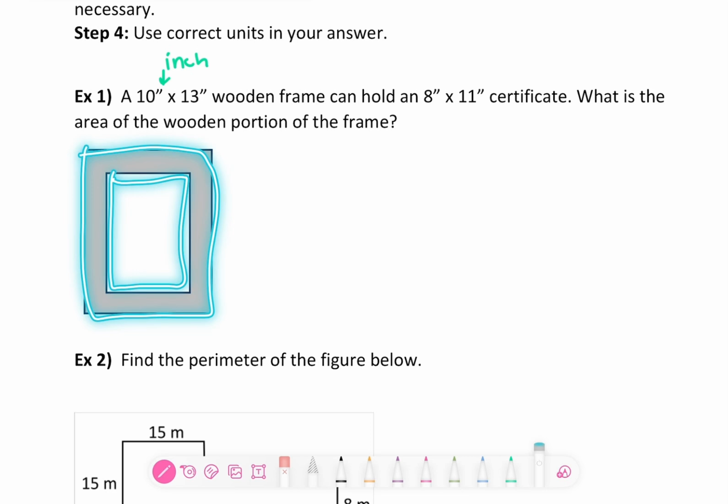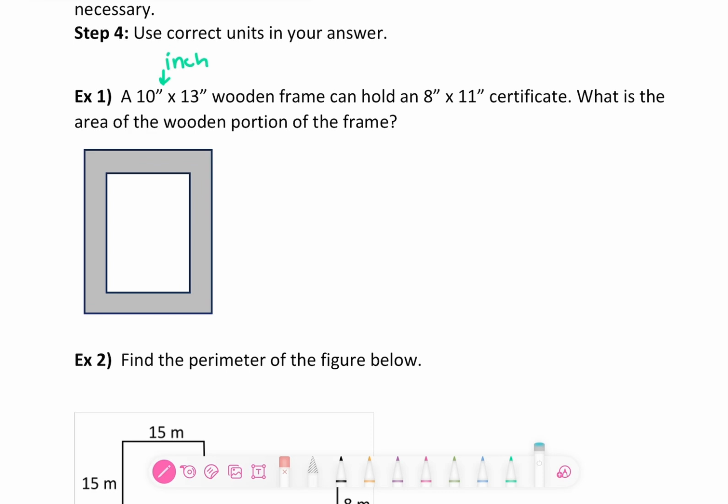So what we're going to have to do is find the area of the whole thing and subtract out this part in the middle where the certificate goes. We find the area of the 10 by 13 and subtract from it the area of the certificate, which is the 8 by 11. So we're going to have to do some subtraction in order to find the area of just the shaded part, which is the wooden part of that frame.